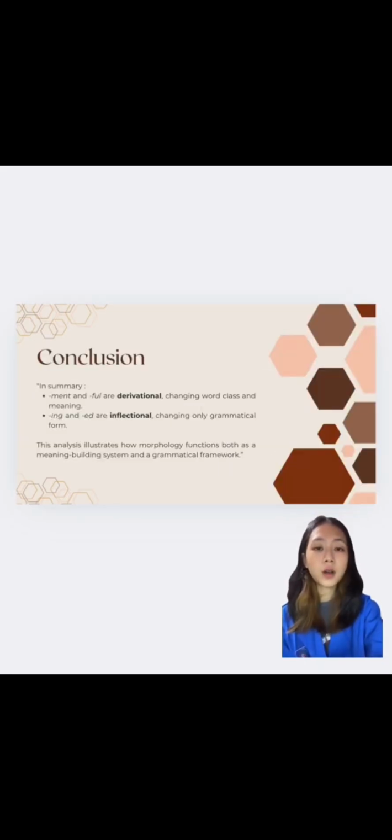And the next slide, it's summary table 2. Okay guys, this is the conclusions. In summary, number 1, "ment" and "ful" are derivational, changing word class and meaning. And second, "ing" and "ed" are inflectional, changing only grammatical form. This analysis illustrates how morphology functions both as a meaning-building system and a grammatical framework.